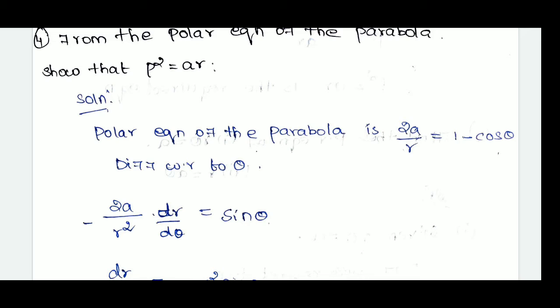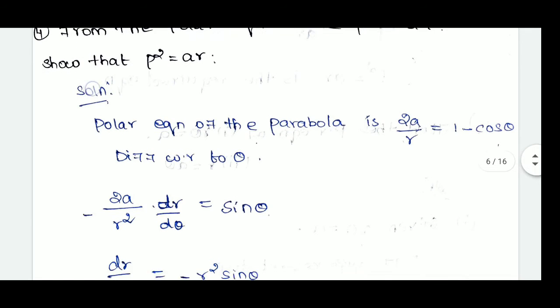Differentiating with respect to θ, the differentiation of 1/r is −1/r². We can use the formula also. What is the formula for differentiation of xⁿ? It is n xⁿ⁻¹. So we take 1/r as r⁻¹, and differentiating we get −1 into r⁻¹⁻¹, so we get −1/r².